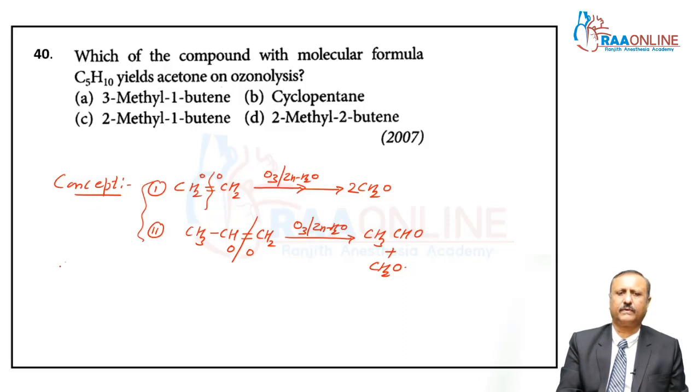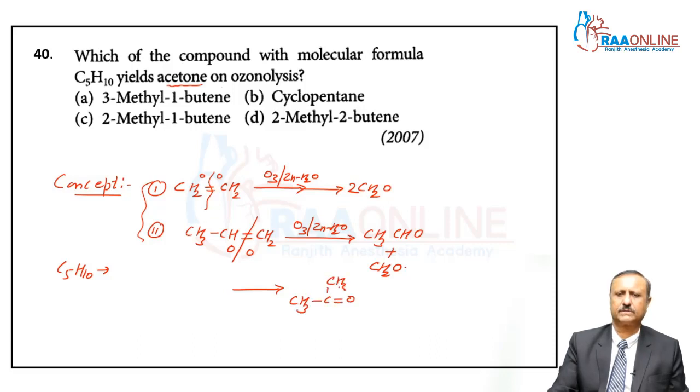Now, in this question, C5H10 is present, which means it's an alkene, a 5 carbon atom alkene, 1, 2, 3, 4 and 5. From this 5 carbon atom alkene, you want to get this acetone molecule. First of all, my dear students, you draw the structure of acetone. This is the trick to get the result.